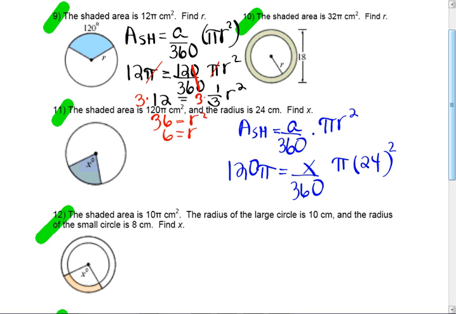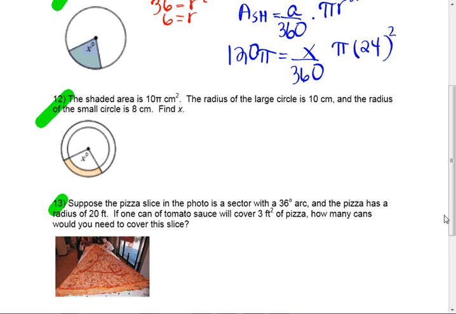Does anybody know what 24 squared is besides me? Karen, do you know what 24 squared is? 24 squared. Easy peasy lemon squeezy. 576. You had a calculator to use? No. Okay. Sydney.